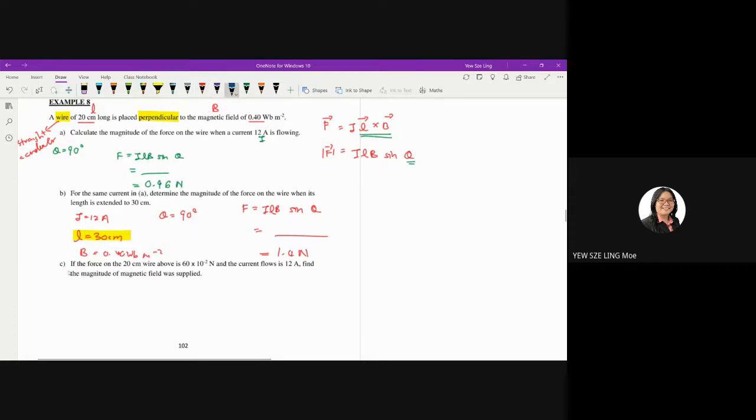Now question C. Now the question gives you the force, instead of the length, instead of the current and so on. So force is equal to 60 times 10 to the power of -2 Newton. And the length has gone back to 20 cm, and the current I is equal to 12 ampere. It didn't mention anything about angle, right? So let's assume it is 90 degree again. If it isn't mentioned in the sub-question, then we use the information from the main question.